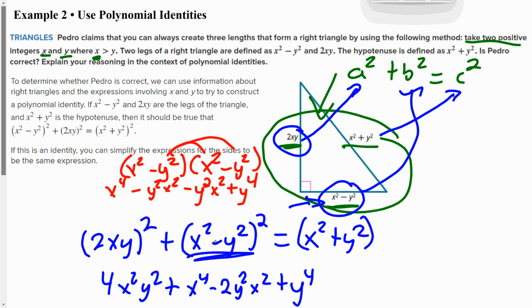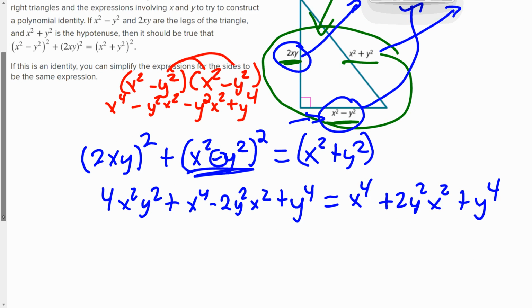And we're saying that equals c squared, which is x squared plus y squared, which is almost the same thing as this except for the minus, right? So then this would be the only difference. That would be a plus. So this equals x to the 4th plus 2y squared x squared plus y to the 4th. And are these two statements true?